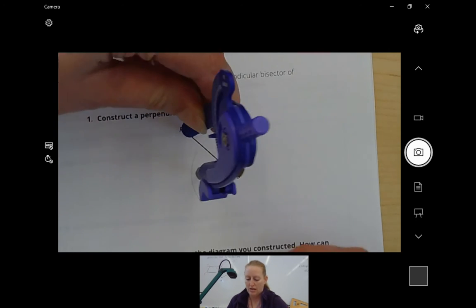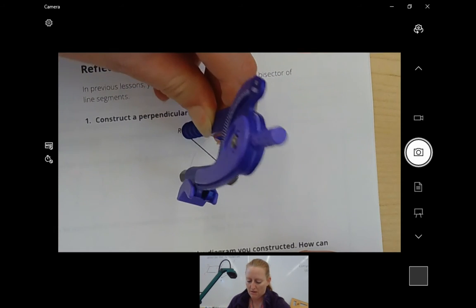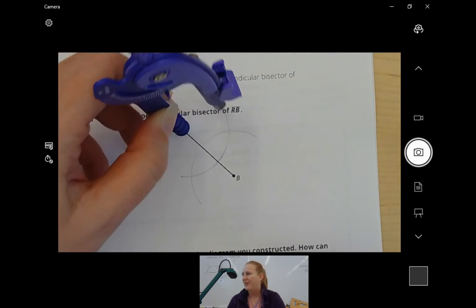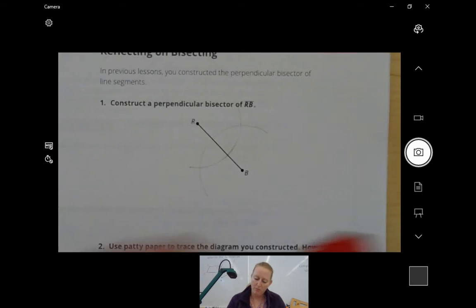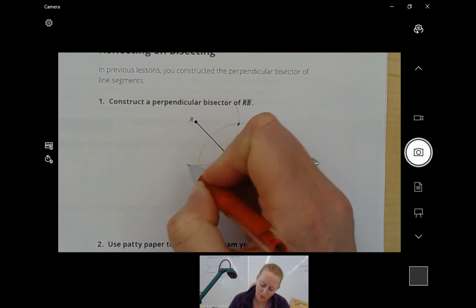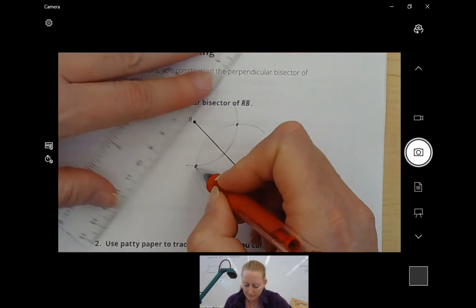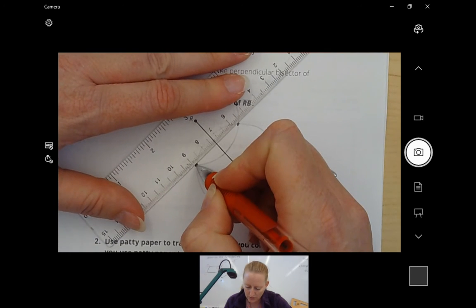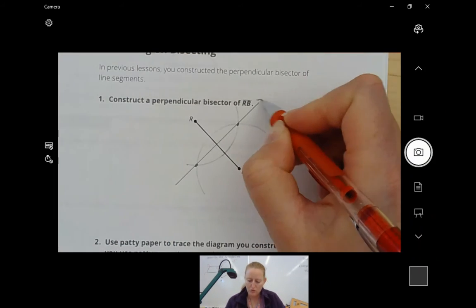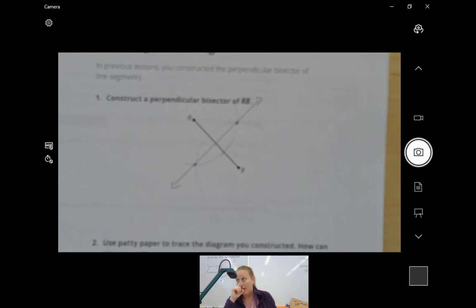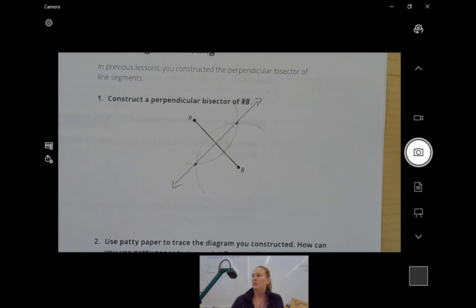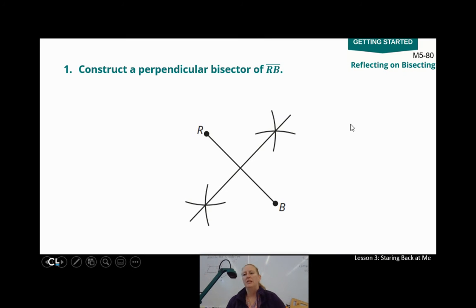So I put my stabby guy on R now, and I'm just going to do a big arc. I can do this. There we go. And of course, now I have a point where they hit above the segment, a point where they hit below the segment. And I can totally just make a line right through. And you have constructed the perpendicular bisector of segment RB. Hooray! That was very exciting. You've done this a million times before. Y'all were killing it. So that shouldn't have been too bad.